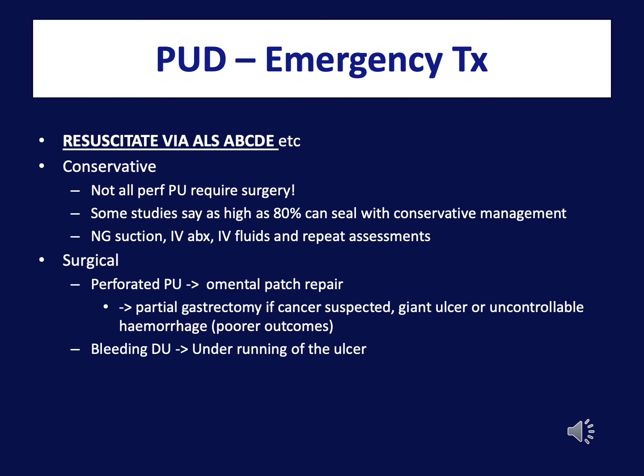I'm not sure how that started originally, but it's quite a good idea. If the ulcer is very large, if there's uncontrolled hemorrhage, or if there's cancer suspected, then a partial gastrectomy can be performed as well. If there's a bleeding duodenal ulcer, so this is relevant to an upper GI bleed, this is managed with underrunning of the ulcer.